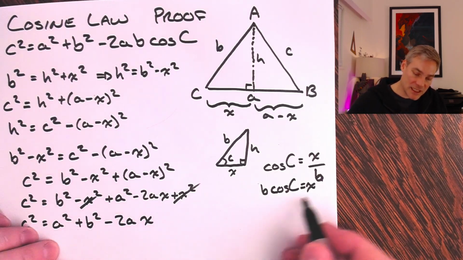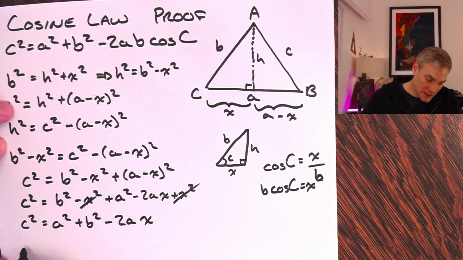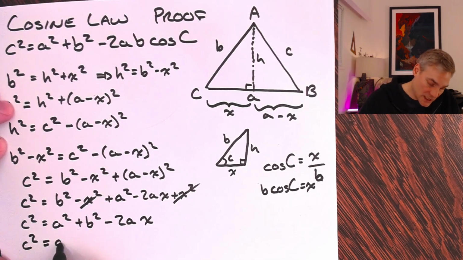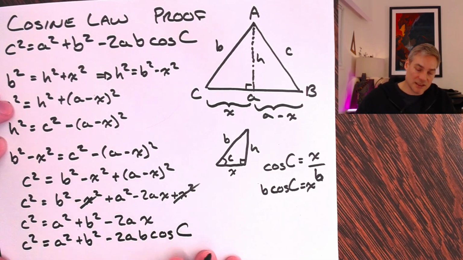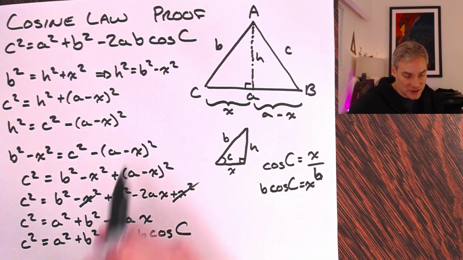Okay, so now if I take this and substitute that in, I have c squared equals a squared plus b squared minus 2a times b cos C. And we've just proved the cosine law.